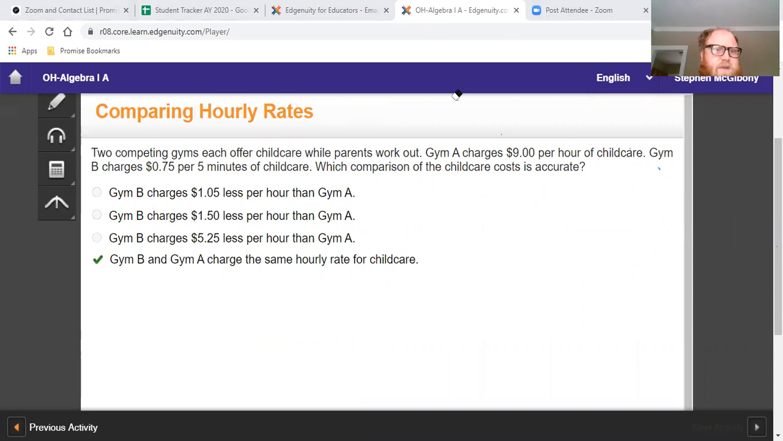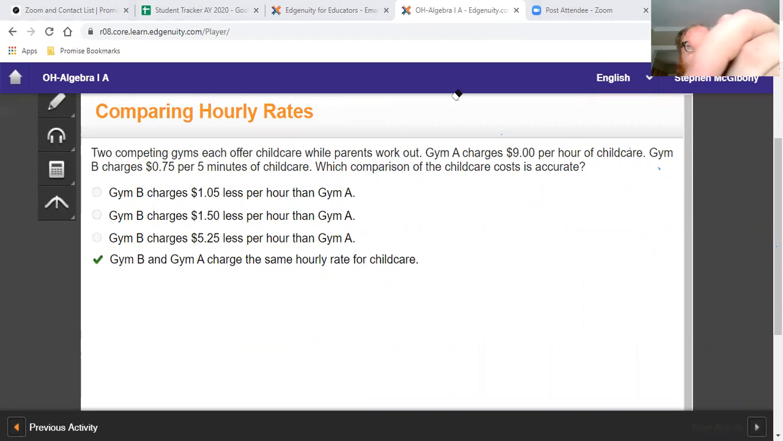Two competing gyms each offer childcare while parents work out. Gym A charges $9 per hour of childcare. Gym B charges $0.75 per 5 minutes of childcare. Which comparison of the childcare costs is accurate?